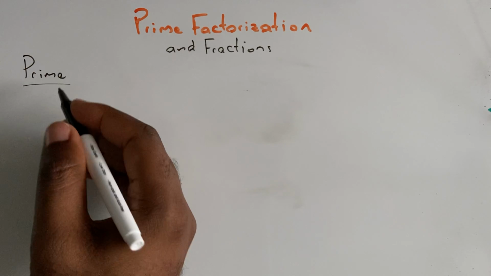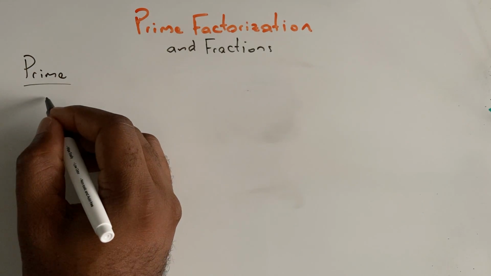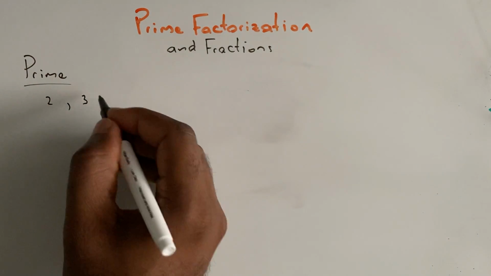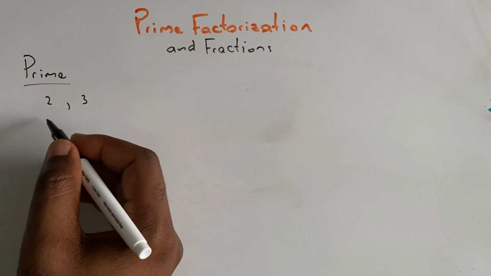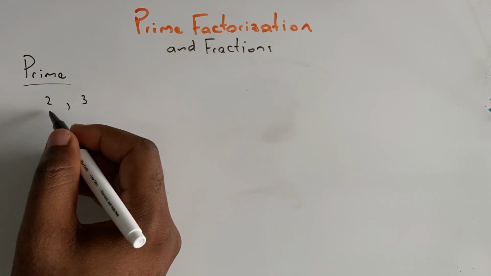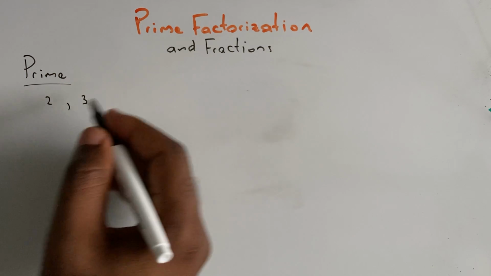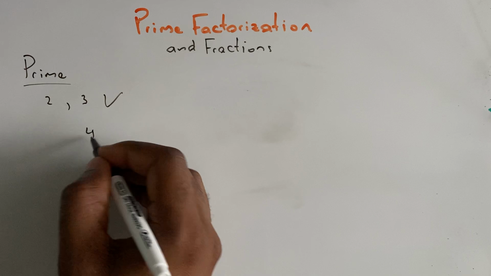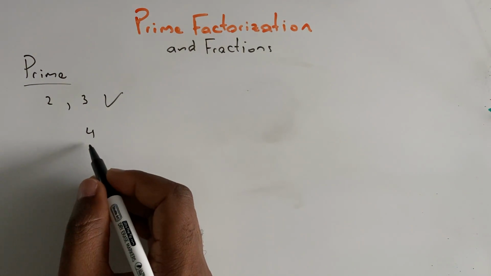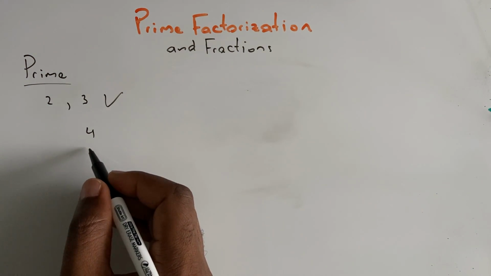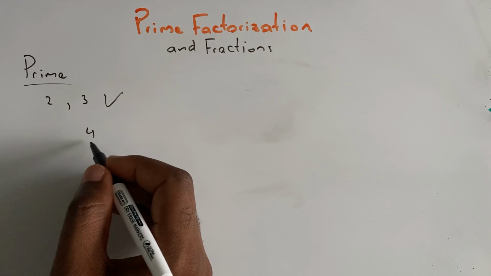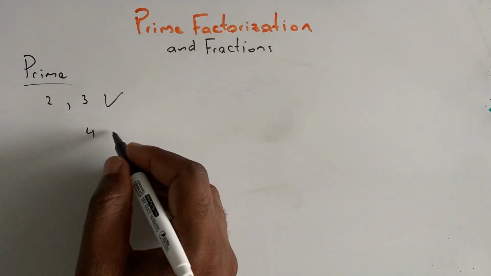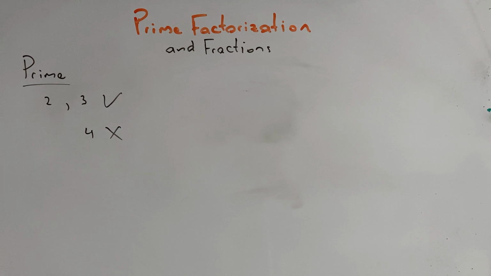Okay, so which numbers are prime? Numbers like 2, 3. As you can see, 2 is divisible by 1, right? And it's also divisible by itself and no other numbers. Same thing for 3. So these two would work. But how about 4? 4 is divisible by 2, which is smaller than 4 and which is not 1. So 4 would not be a prime number. Okay? So this is how you identify prime numbers.